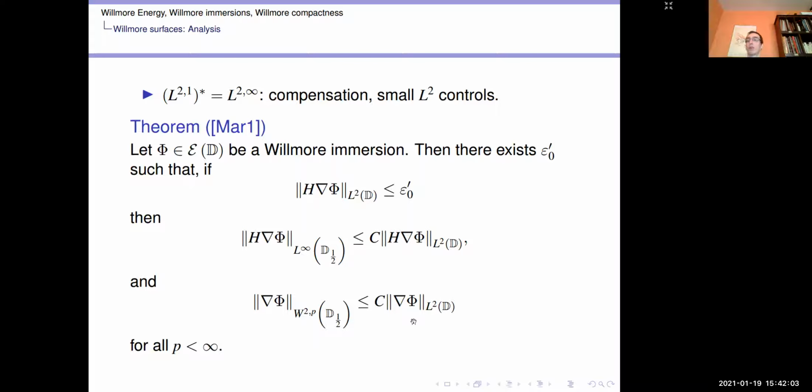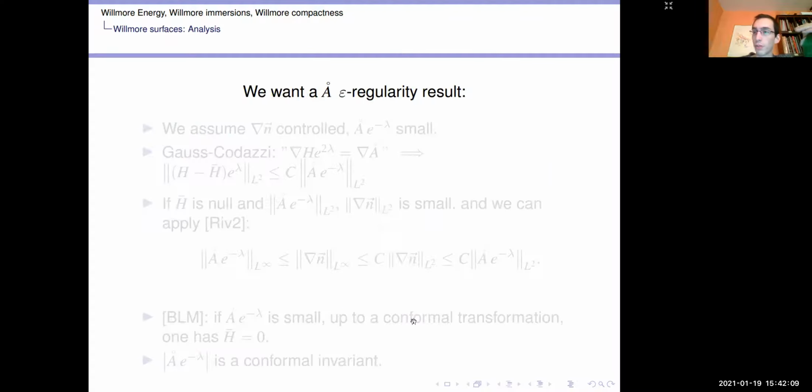Okay. So we have an epsilon regularity result for nabla n and for the trace part. Well, what happened for the trace-free part? We want something similar for A naught. So we will assume nabla n control and A naught in E minus lambda small. Why A naught in E minus lambda? Because we want the same scaling invariance as nabla n.